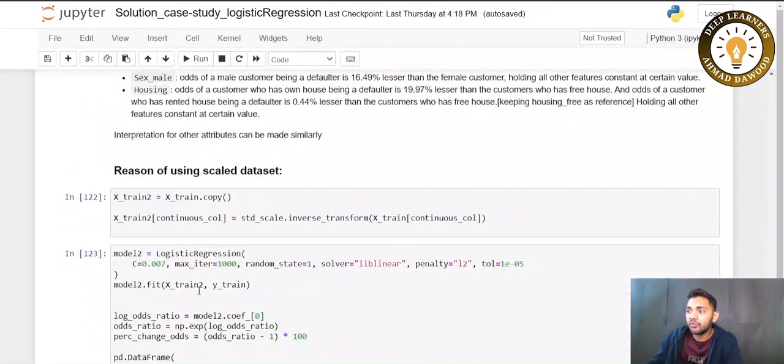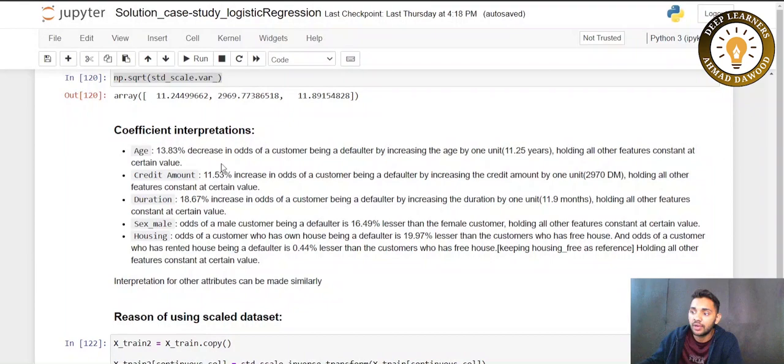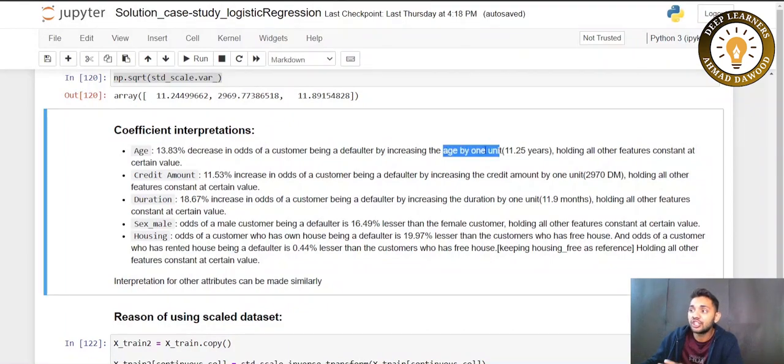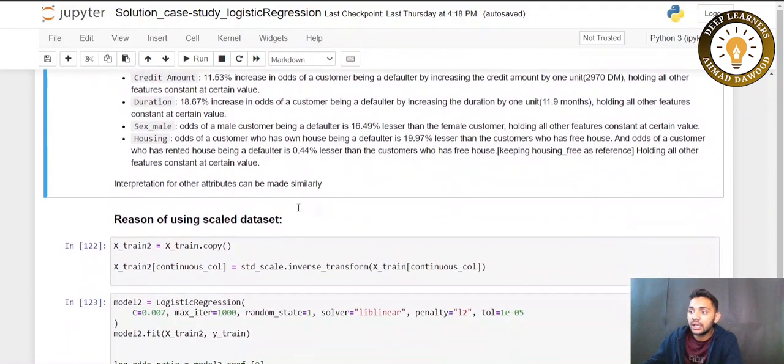Okay, so now we will go towards the reason why we have used the scaled data set. When we have used the scaled data set, 1 unit does not mean change in 1 year. It means change in 11.25 years. Okay, why have I used that? There is a reason. First, I will show you without scaled data.